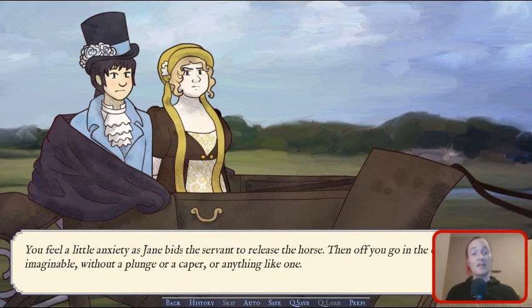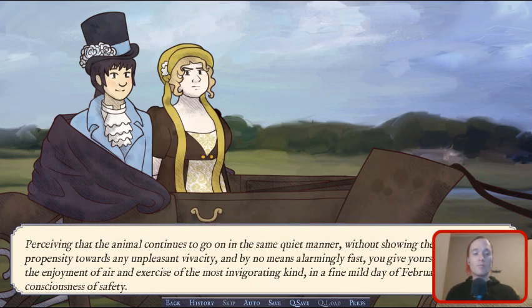You feel a little anxiety as Jane bids the servant to release the horse. Then off you go in the quietest manner imaginable, whether a plunge or a caper or anything like one. Perceiving that the animal continues to go on in the same quiet manner without showing the smallest propensity towards any unpleasant vivacity, and by no means alarmingly fast, you give yourself up to all the enjoyment of air and exercise of the most invigorating kind.